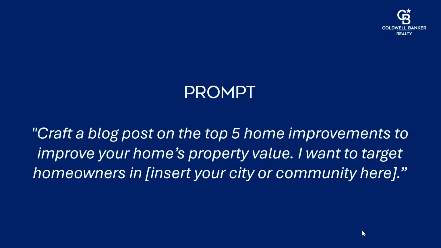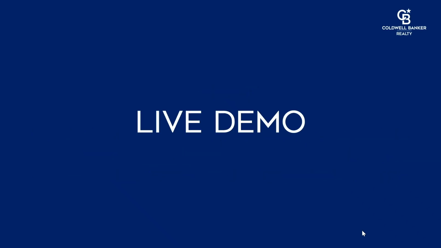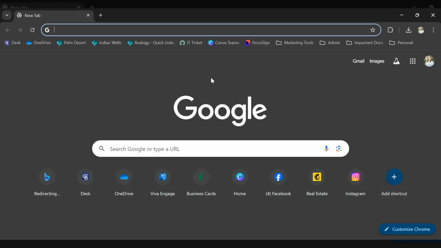It reads, craft a blog post on the top 5 home improvements to improve your home's property value. I want to target homeowners in, and this is where you will insert your city or community here. With that said, let's get started. Now that we've covered what prompt we're going to use in Copilot, let's go ahead and jump in.